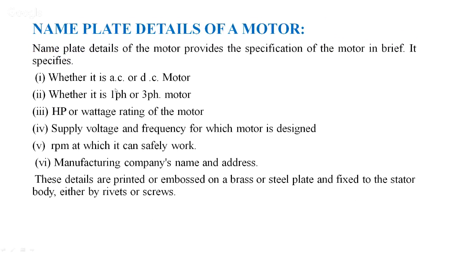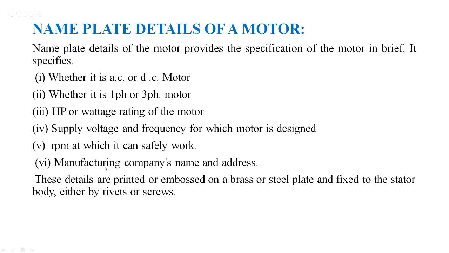Nameplate details of a motor. So, nameplate details provide the specification of the motor in brief. It tells us whether it is an AC or a DC motor, whether it is single phase or three-phase motor. The HP or wattage rating of the motor will be specified. Supply voltage and frequency for which the motor is designed will be written there. RPM, that is the speed at which the motor can work safely, will be specified.